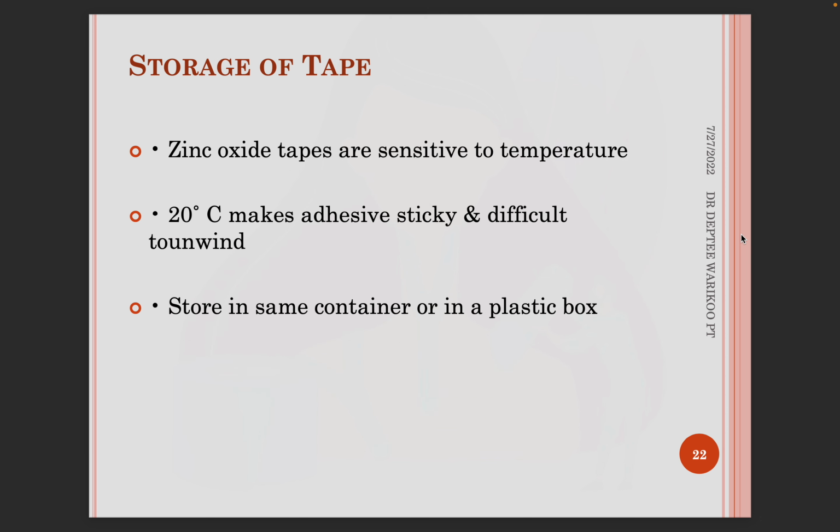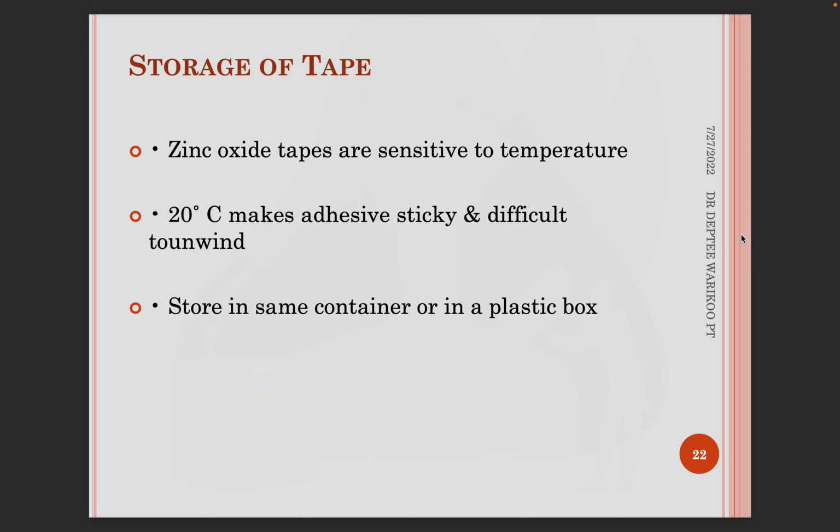Now, how to store these tapes? Zinc oxide tapes are sensitive to temperature. They are susceptible to temperature change and should be stored in a cool place. Tape should be left in its original packing until required. Partially used rolls should be kept in airtight containers and not left on shelves.